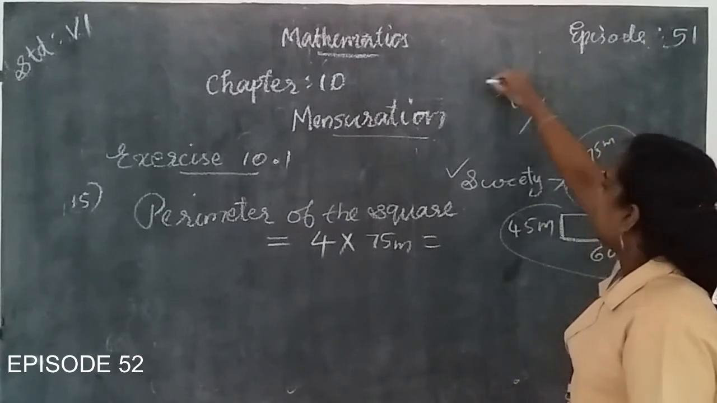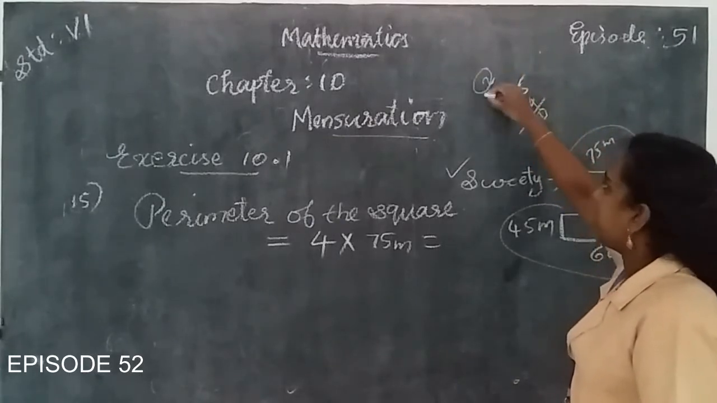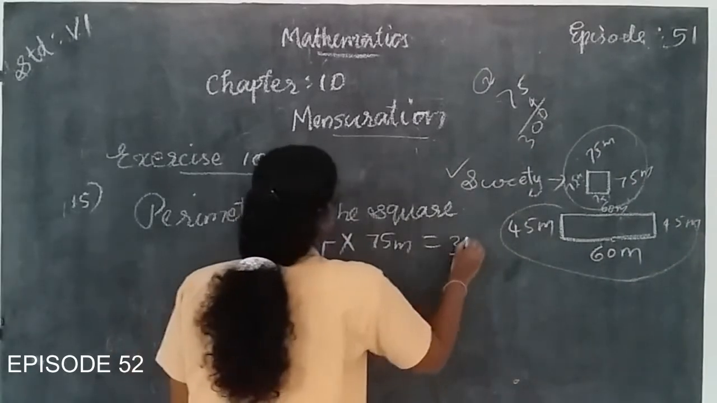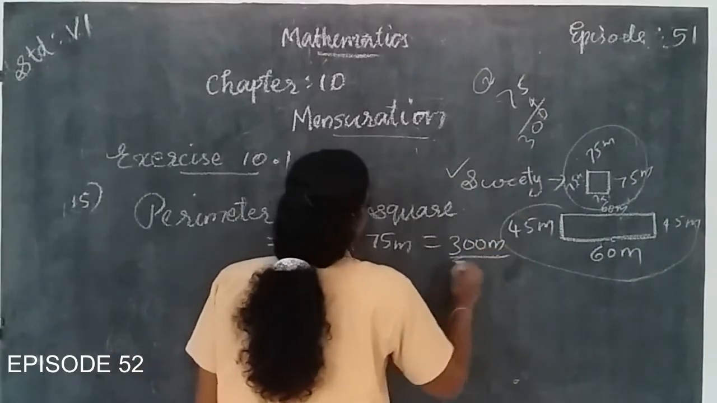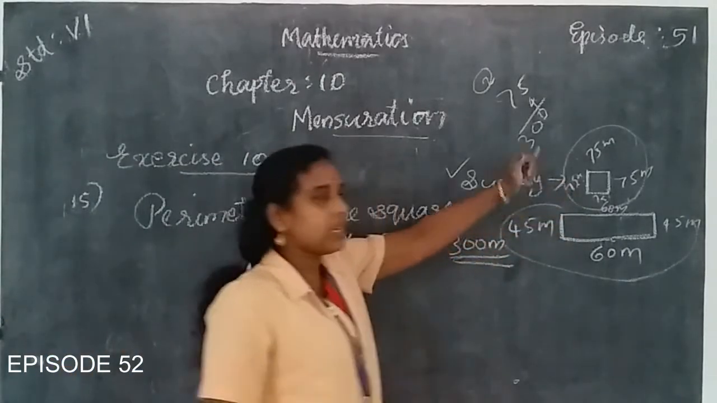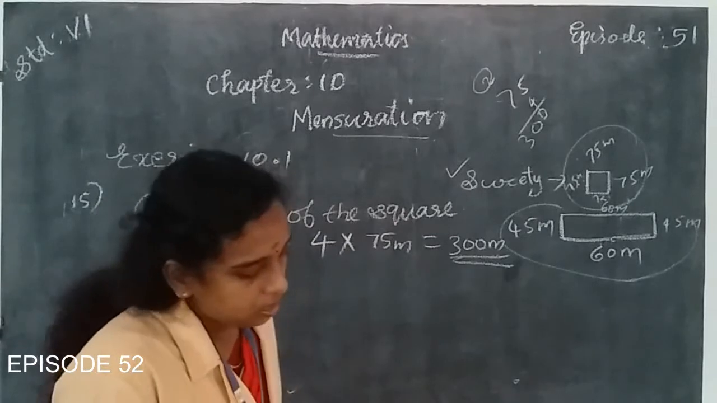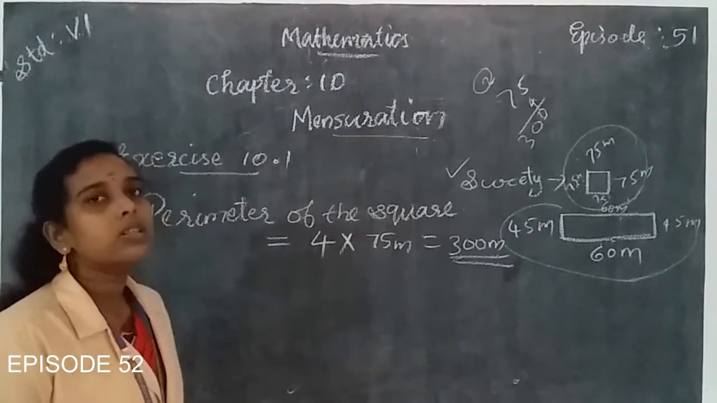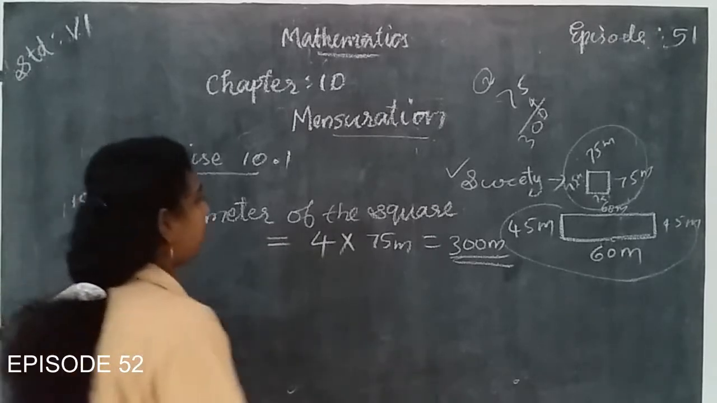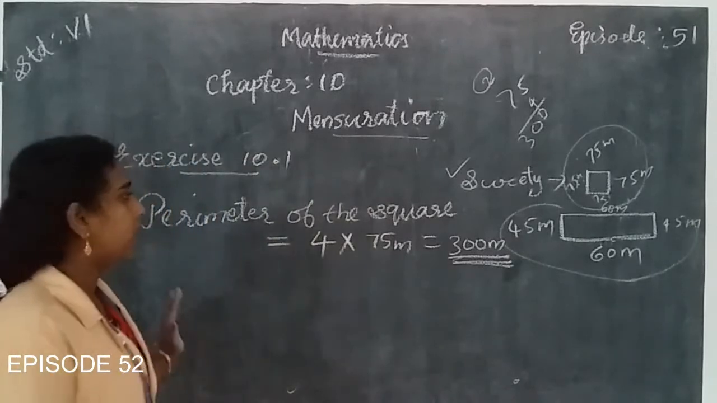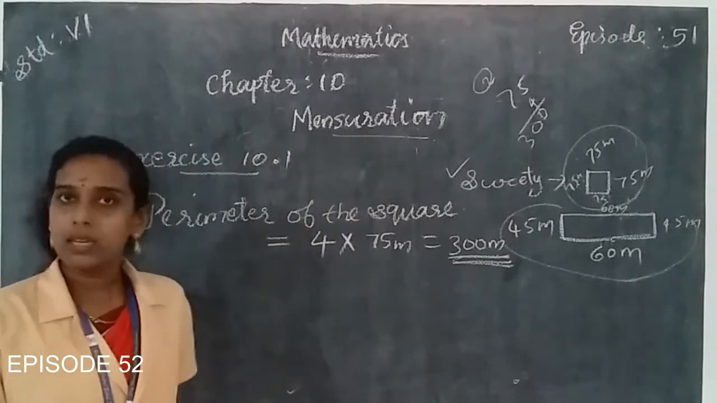Like this, 75 into 4: 5 4s are 20, remainder 2. 7 4s are 28, 28 plus 2 is 30. So 300. So the answer is 300 meter. So 300 meter is the perimeter of the square. Sweetie runs around the square park, which means the distance covered by Sweetie is equal to 300 meters.